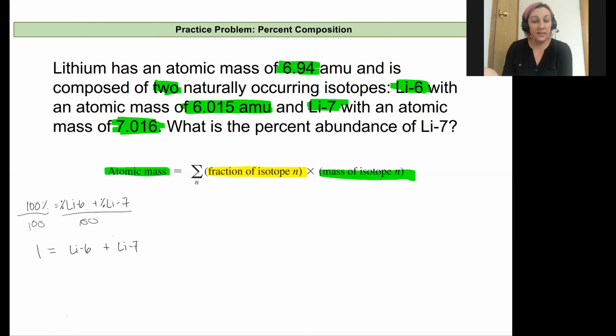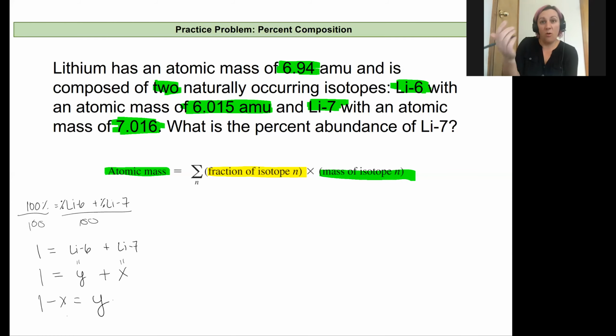We could set this up in terms of x and y as well. We could do 1 is equal to y plus x, where y is equal to that lithium-6 fraction and x is equal to the lithium-7 fraction. I could rearrange then and say 1 minus x is equal to y, or if you prefer keeping the lithium-6 and lithium-7 designations, 1 minus the lithium-7 fraction is equal to the lithium-6 fraction. So now I can use these in this portion of the equation.